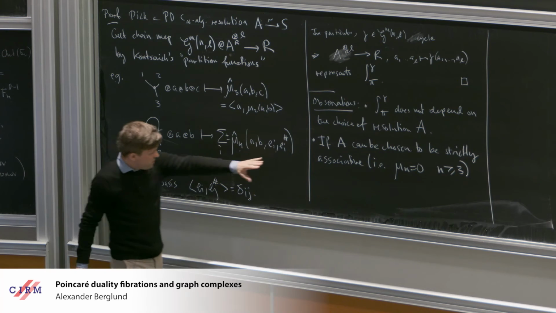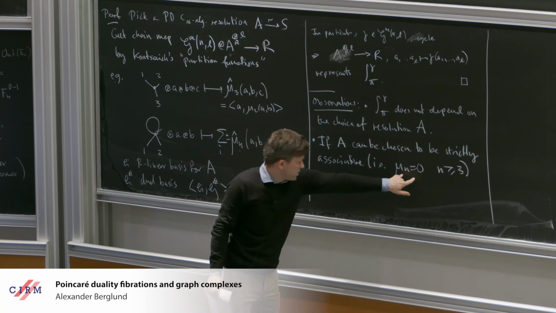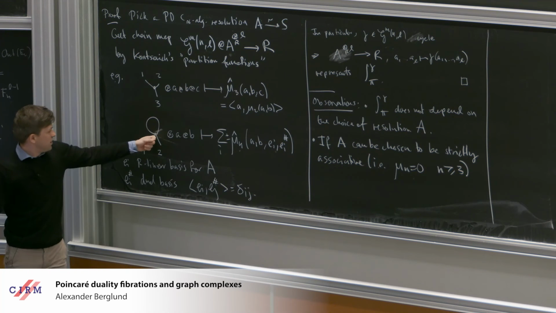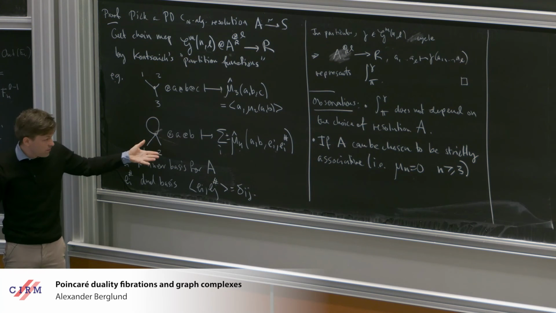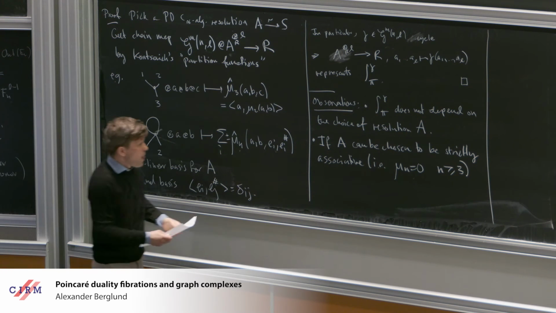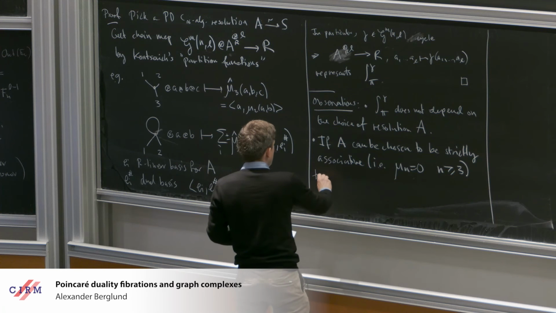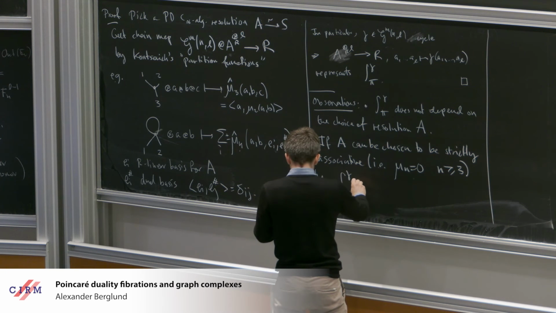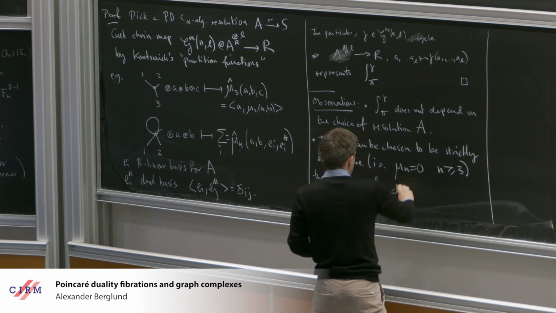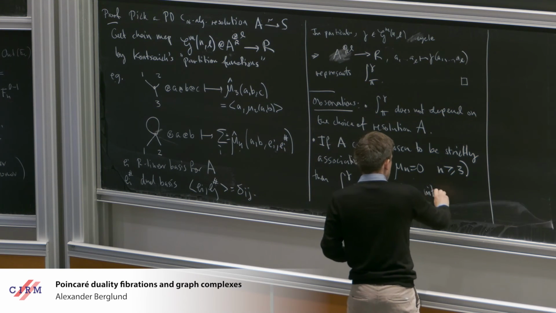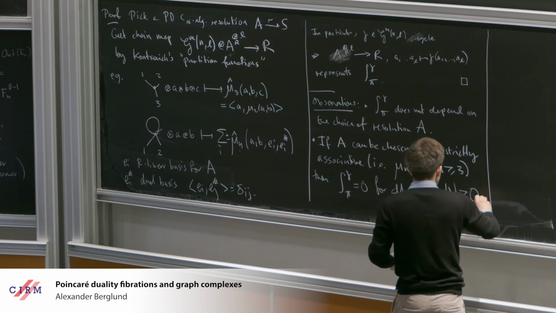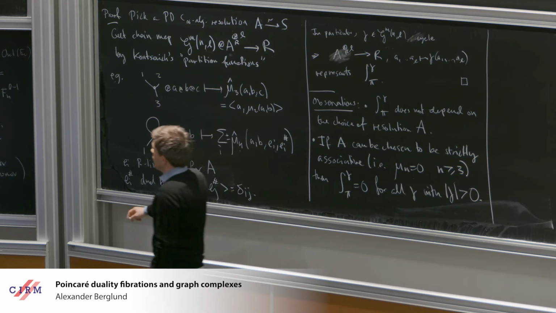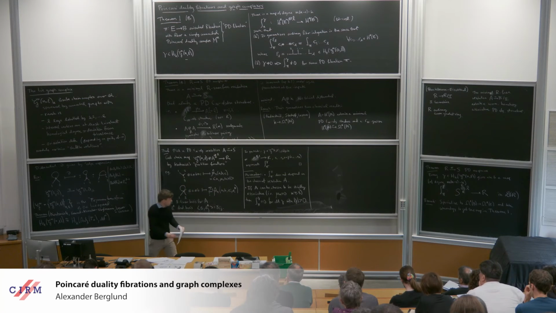So if you have a Poincaré duality C-infinity algebra where these are all 0, then anything you try to build out of positive degree graph homology graph classes will automatically be 0 already on the cochain level. So in particular, this map will be 0 for all gamma with positive homological degree. So remember that the degree was deviation from trivalence.